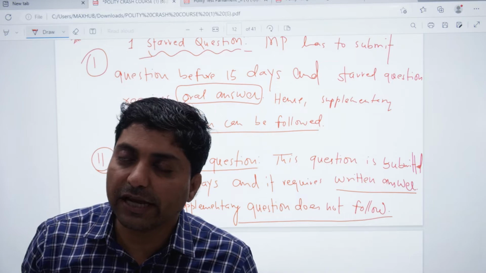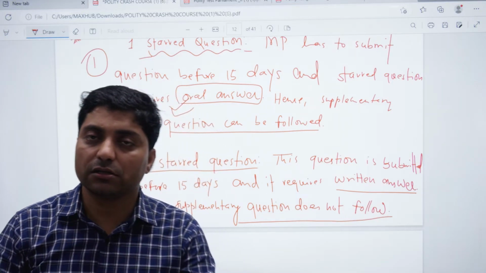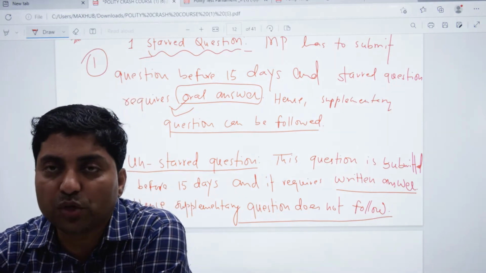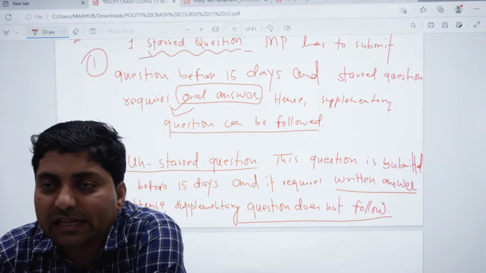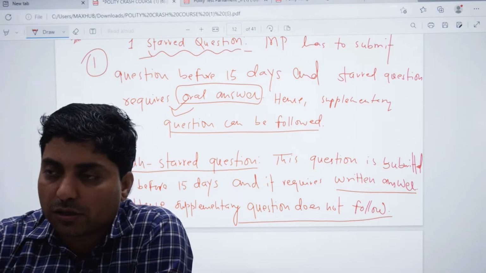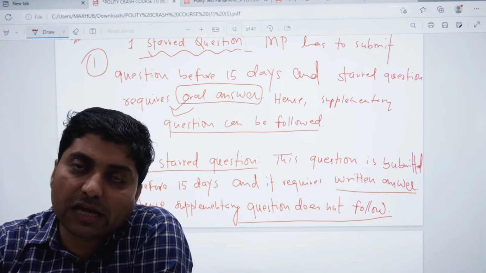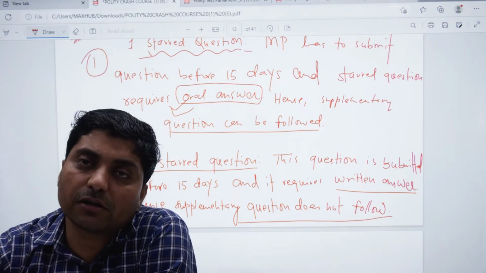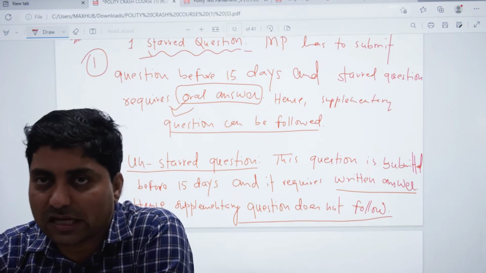सो ये कहते हैं एक था स्टार्ड, एक था अनस्टार्ड. स्टार्ड क्वेश्चन और अनस्टार्ड क्वेश्चन दोनों को 15 दिन पहले दिया जाता है. डिफरेंस ये है कि इन स्टार्ड क्वेश्चन the minister answers you orally. In an unstarred question, the minister gives you a written answer. That is simple.